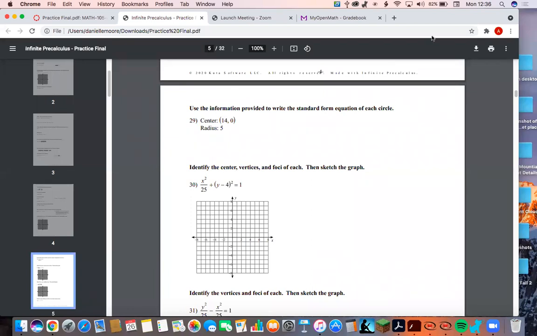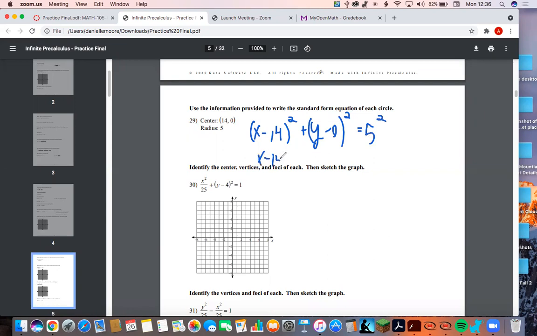And back at it. And I already changed the screen up a little bit. So we have: find the standard form of the equation of the circle here. If we're given a center at (14, 0) and a radius of 5, you might remember there's a pretty quick go-to on this. So without even getting into the Pythagorean theorem stuff, we could say this is x minus 14, because the 14 is the x part, x minus 14 squared plus y minus 0 squared equals 5 squared, and then just clean it up a little bit.